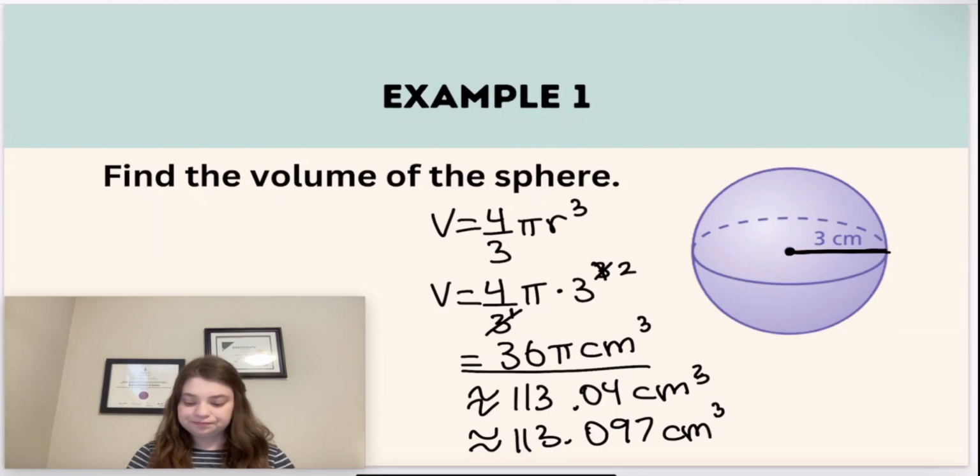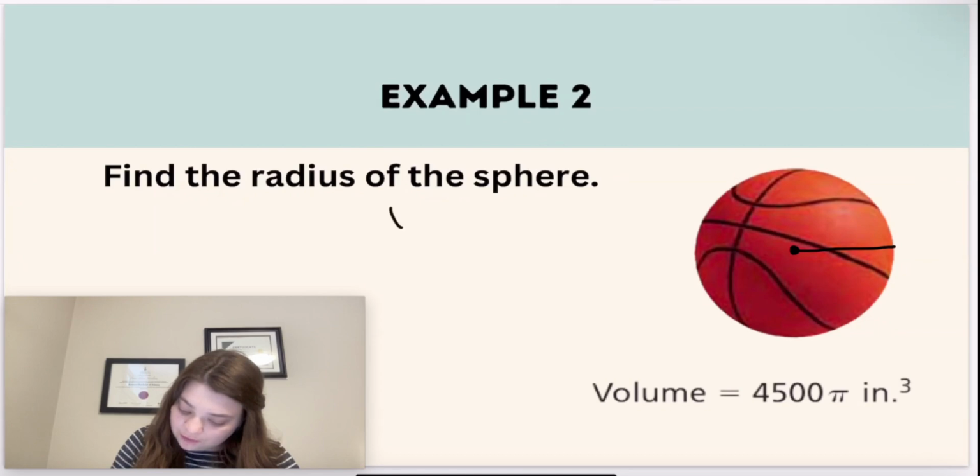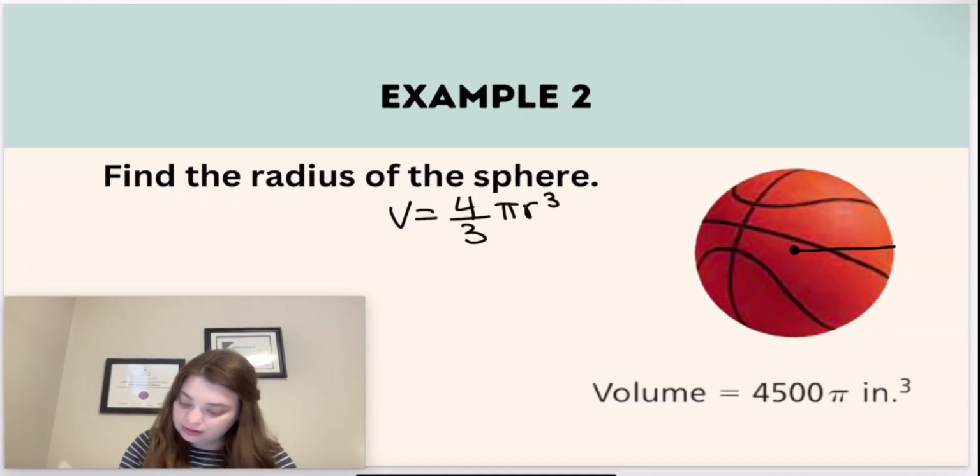So in this next one, they've given us the volume, that the volume is 4,500 pi cubic inches, and they would like to know the radius. They would like to know the distance from the center of this basketball, of this sphere, to the edge of it. So in this case, we can write the same equation as before, that volume is equal to 4 over 3 pi r cubed. Now, in this case, we know that volume is 4,500 pi.